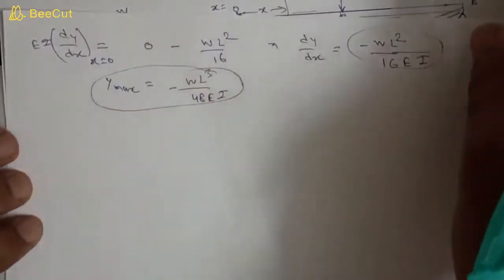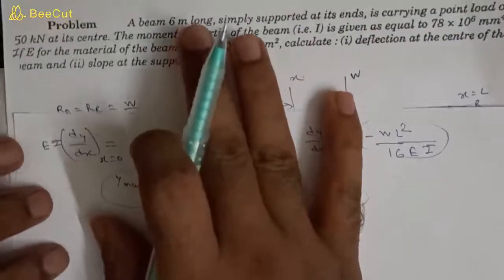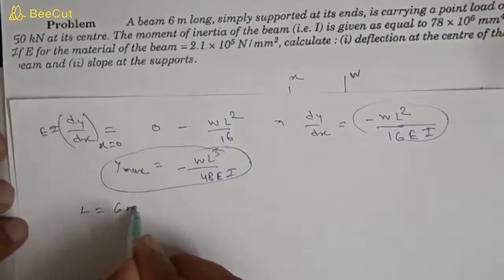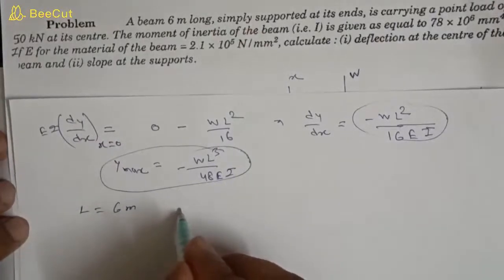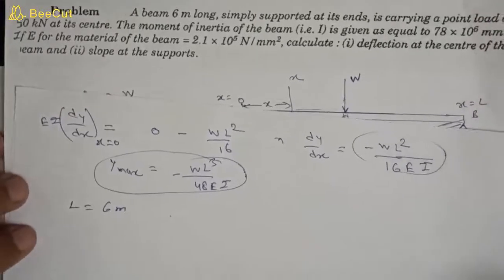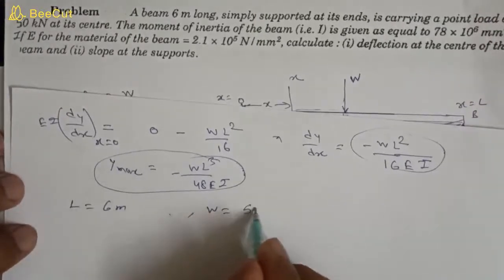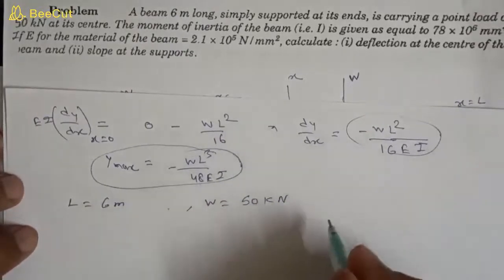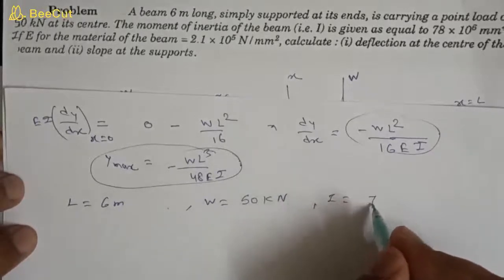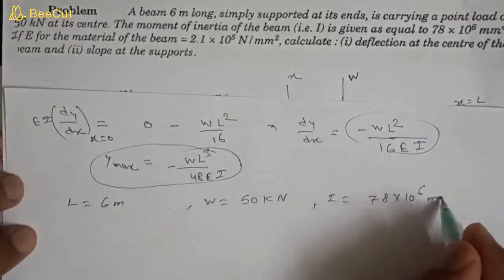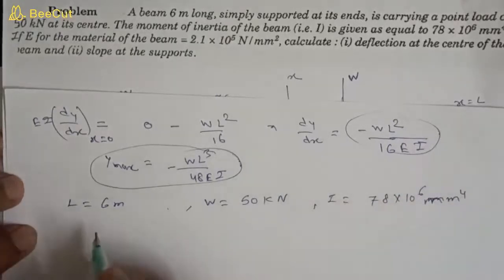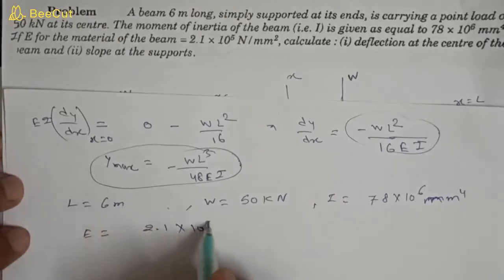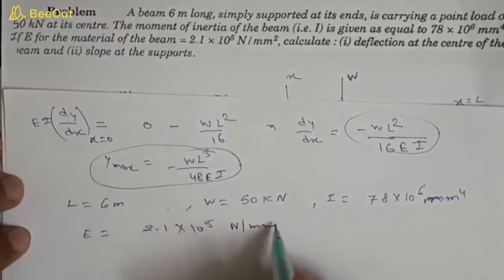So we will find the values from the question. It is given that l = 6 meter, load w = 50 kilonewton. The moment of inertia of the beam I is given as 78 x 10^6 mm^4, and E = 2.1 x 10^5 Newton per mm².